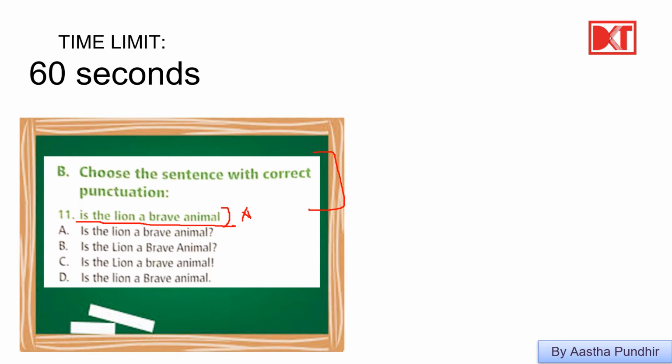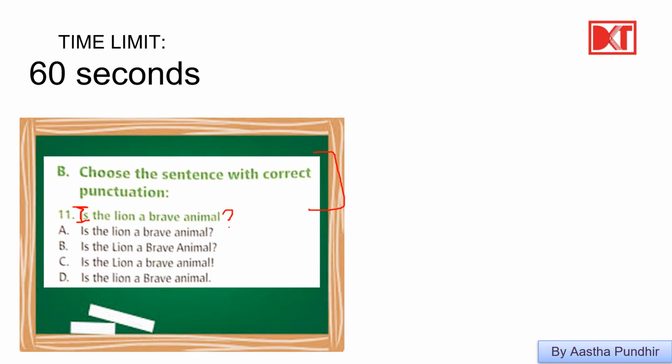Now here it says, is the lion a brave animal? Now first of all you have to see which will be the first letter will be capital. So here I. Is the lion a brave animal? So will there be any comma, any quotation marks here? No. And this is a question because we are asking, is the lion a brave animal? Starting with a verb, it's a question.